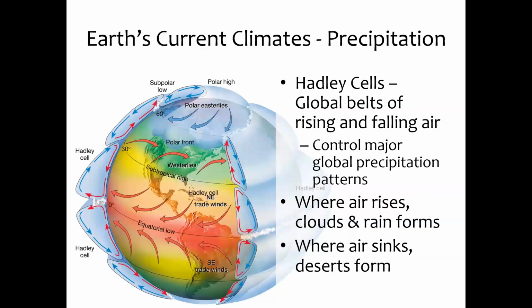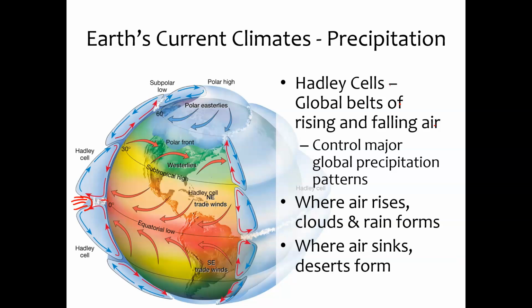Let's bring up Hadley cells again. So we've talked about these in the deserts lecture as well, but I want to mention that Hadley cells are these global belts of rising and falling air, and they control global precipitation patterns. And those Hadley cells, remember, are driven by the fact that solar energy is directly overhead at the equator, and it causes air to rise, and that moist air, because it's near the equator, allows a lot of evaporation there because it's so warm.